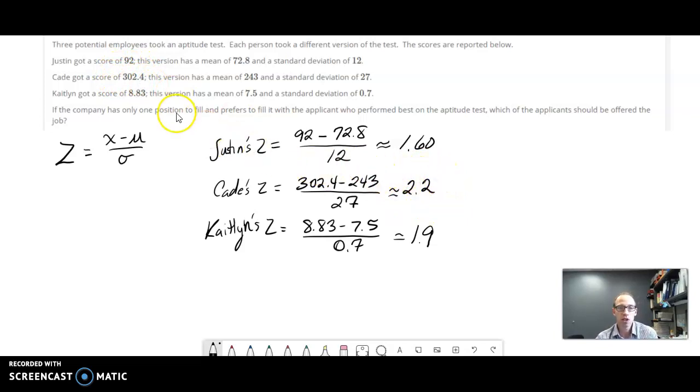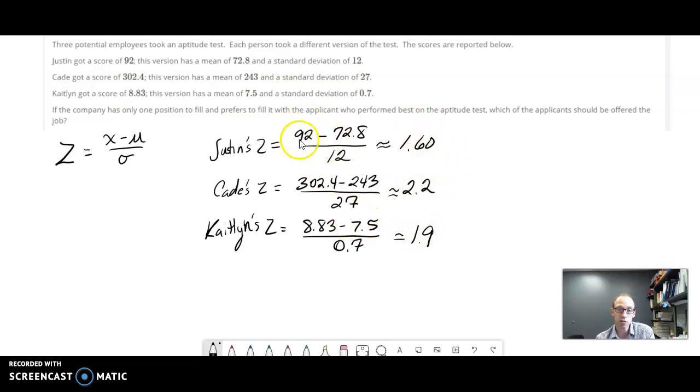You could just as easily, for example, if Justin had gotten a score of, say, 120, he would now be well above Cade in terms of his z-score. So at this point, you're just looking at the z-scores because now they're comparing apples to apples. You're on the exact same scale. So we can say that Cade did the best relative to the peers, and Justin did the worst.